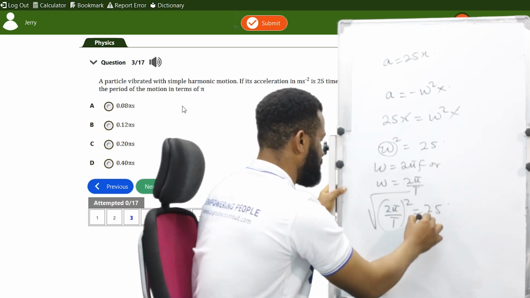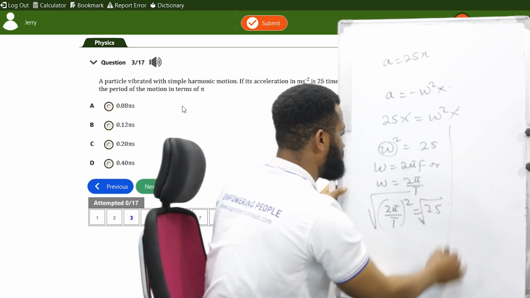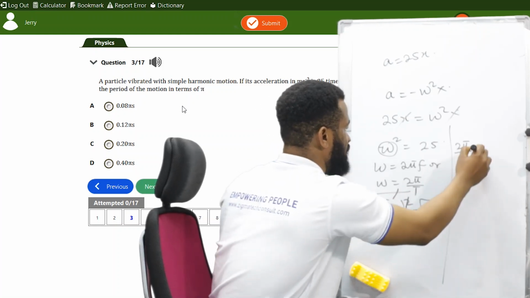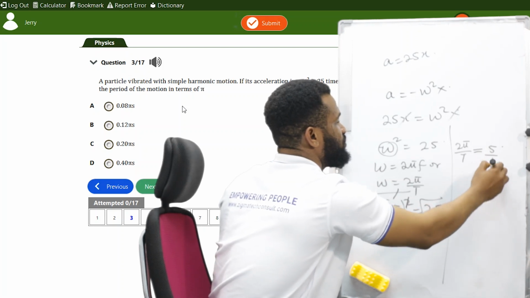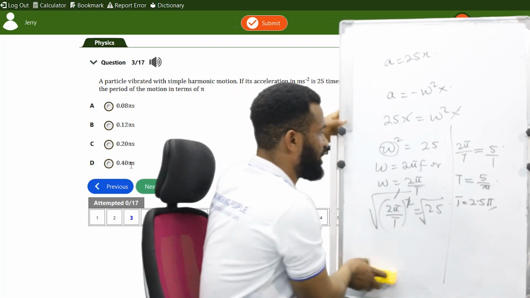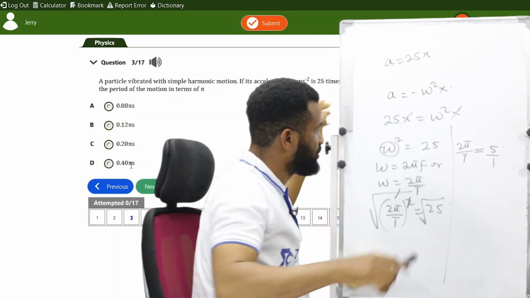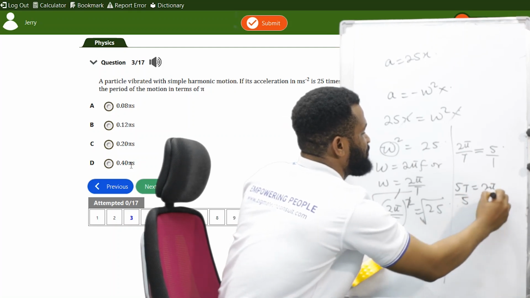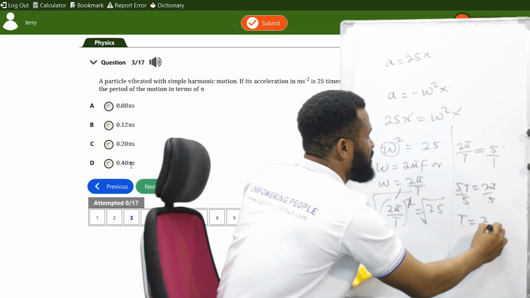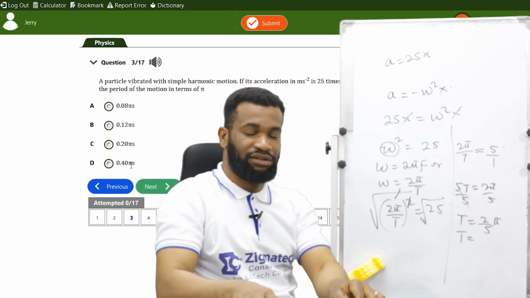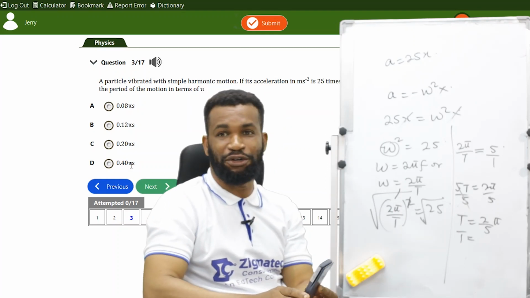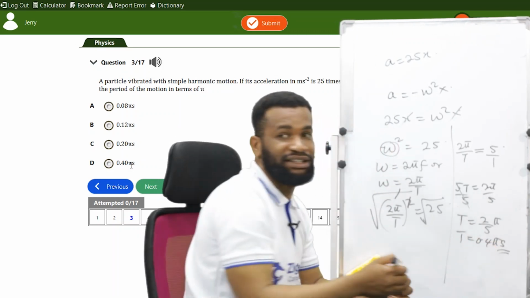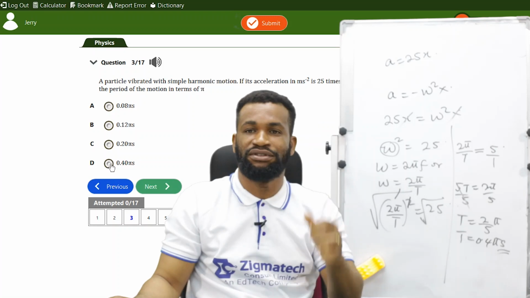So I'm going to take the square root of both sides. So I will have that 2 pi over T is equal to 5. If I cross multiply, this is 5T equal to 2 pi. So T is 2 pi divided by 5, which is 2 over 5 pi. 2 divided by 5 is 0.4. So this is 0.4 pi seconds, and that is option D.